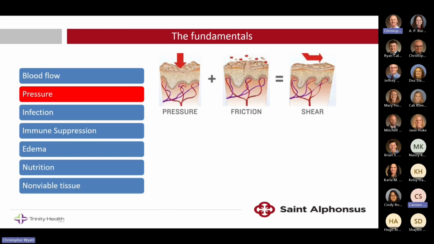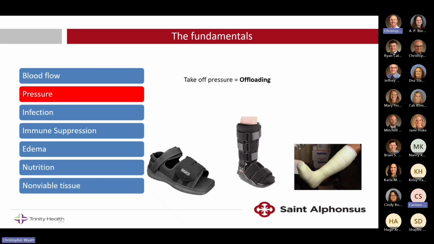And then shear force is similar to friction. It's just not moving as much. You're just pulling it, but it deranges the blood flow to that tissue, causing decreased blood flow and necrosis and skin breakdown. As I mentioned, these impact both true pressure injuries as well as being a mechanism for diabetic foot ulcers. And if pressure is the problem, then taking the pressure off is the solution for these. So how do we do that? I'm going to focus on diabetic foot ulcers, but the concept is the same.